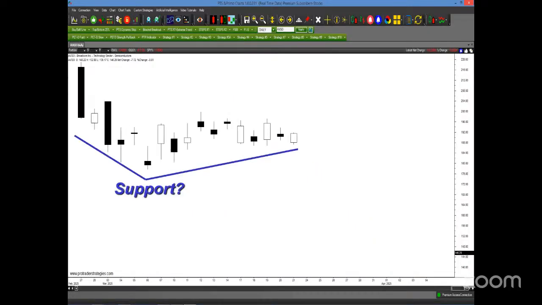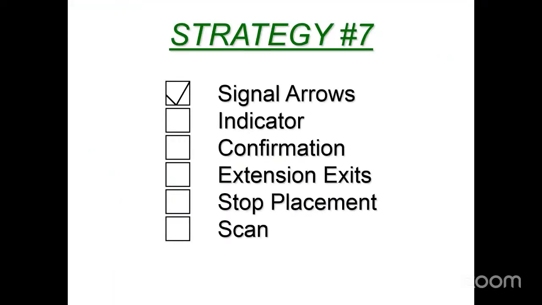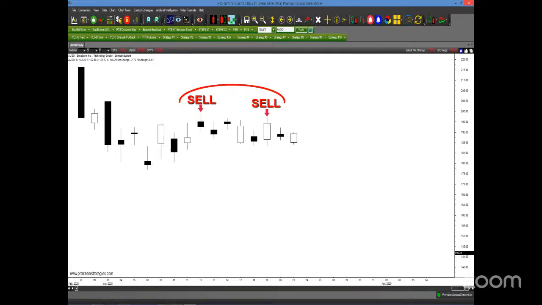How about AVGO? All right. Now, someone could make an argument for there being some major support here. It looks like we hit a bottom, and now that's major support. That's where all the buyers are. So you want to buy, right? Click on strategy 7. Perhaps it will generate a buy signal, but let's see what it said. Nope, we're still in an overall downtrend.